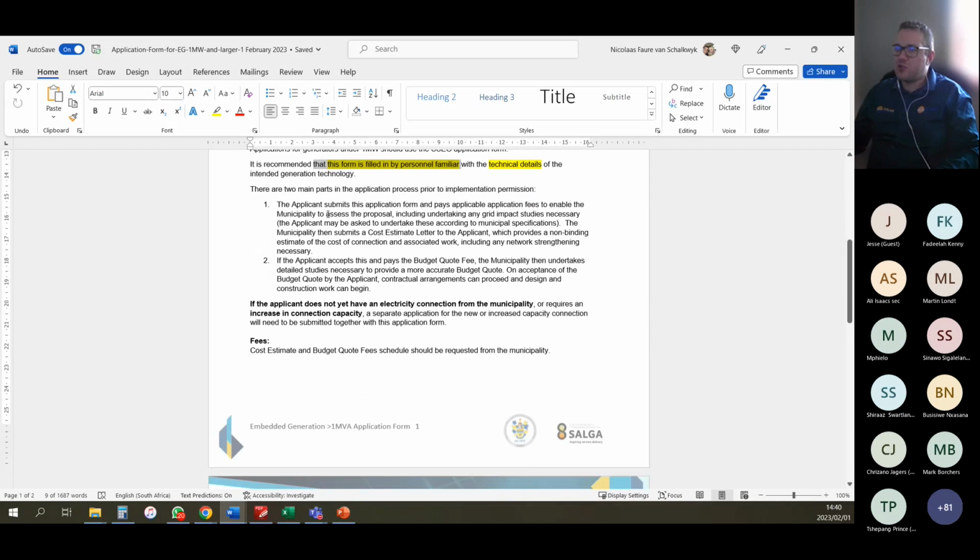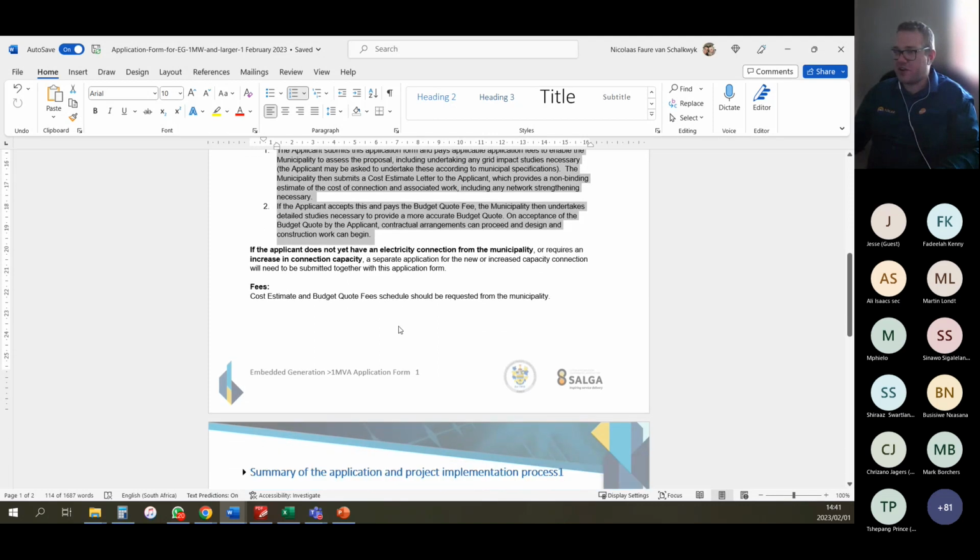Now, just to point out, there's two main parts of the application process prior to the implementation or the permission, and that's what Gerard was talking about, in terms of they have to submit the application, there'll be a quote that they need to pay and agree upon, and all of these things need to happen before they can go into the implementation phase and commissioning phase. And I think it's important that they know this, because we know of a lot of developers installing, and then after the fact they want to go through this process, which makes it very difficult.